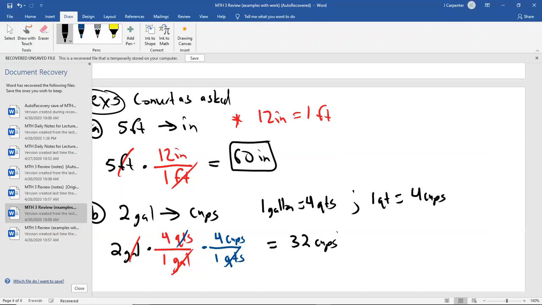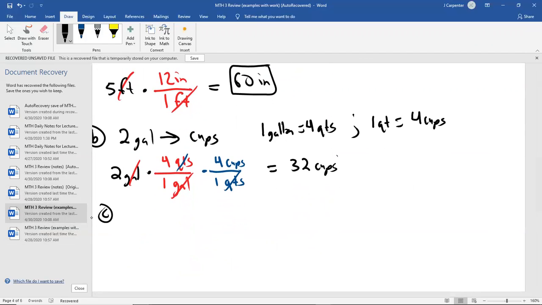So if you have 2 gallons of juice and you have maybe say 15, 20 people at your party, you know you can make 32 cups. As long as everyone's not going to have more than 2 cups, you should be fine, right? That's what you can do with that.